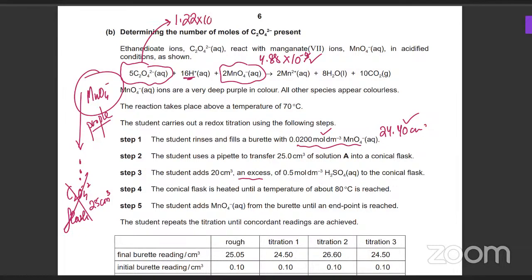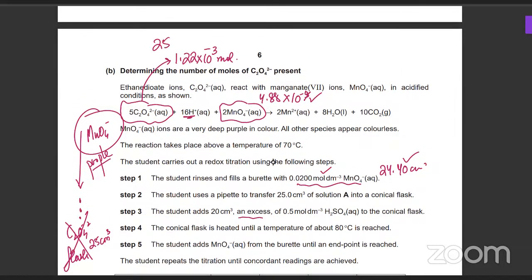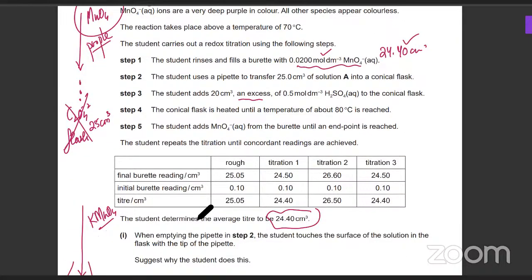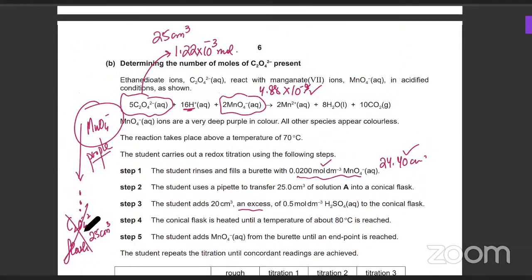10 to the power minus, what will it be? It's going to be minus 3, I think. Can somebody check this? Is this correct? And those are the moles. Okay. And those are the moles in 25 cm³ of the flask. So KMnO4 from the top said that that's in the flask. So that's in the flask over here.